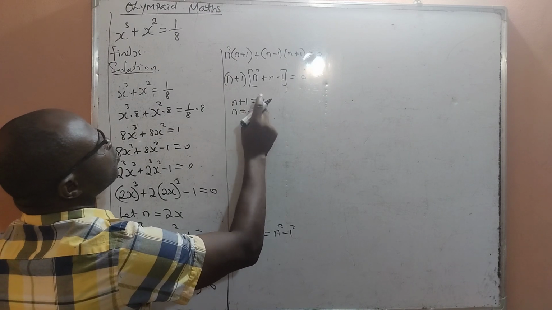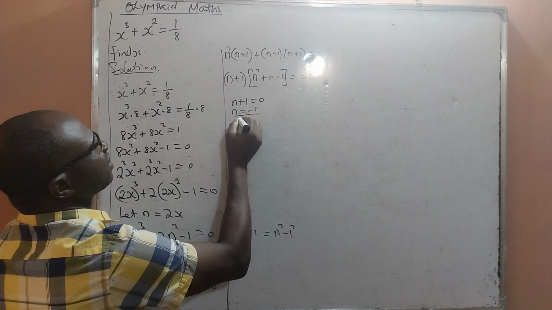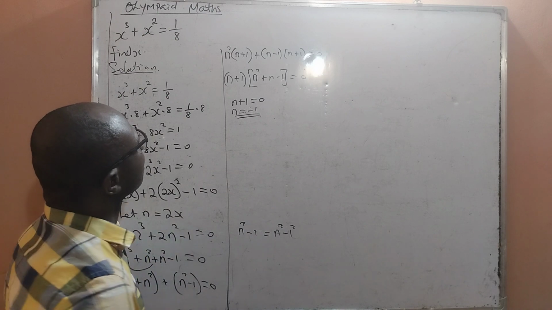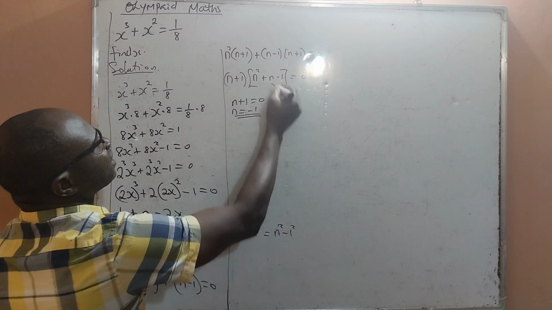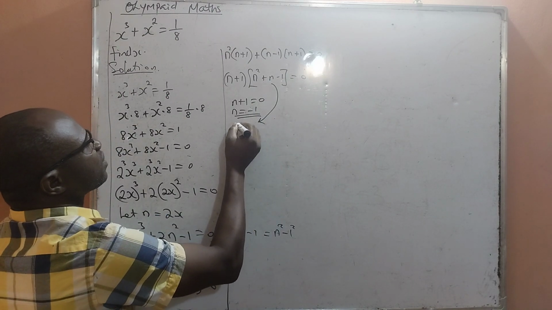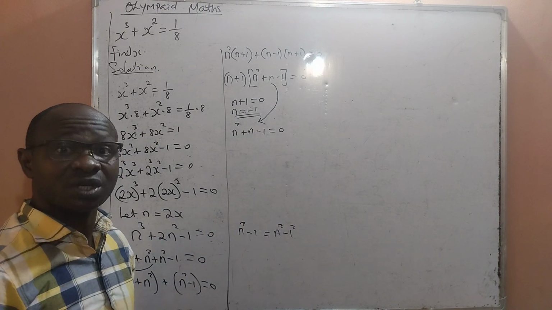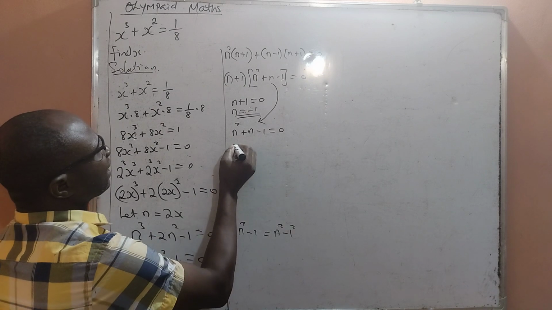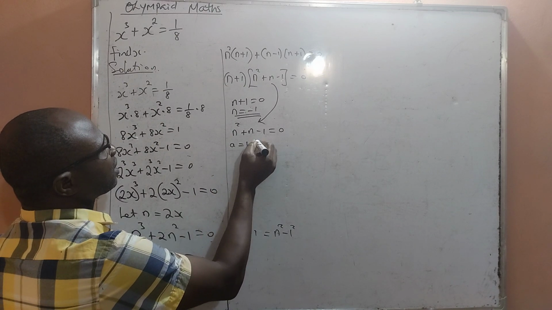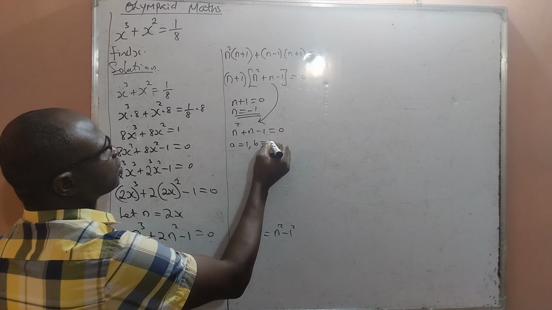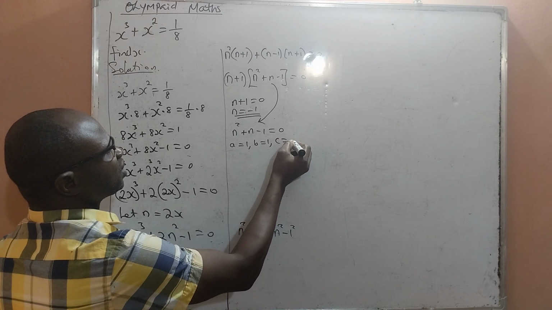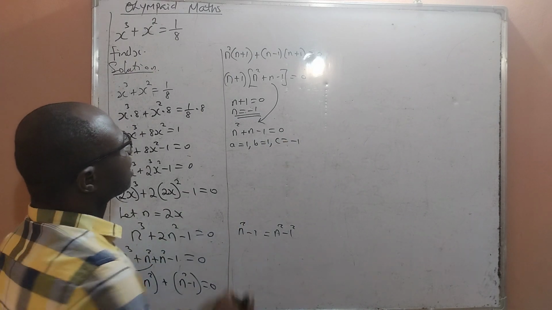Sorry, n plus 1 is equal to 0, so meaning that n is equal to minus 1. Good. And from this part, I can write n squared plus n minus 1 is equal to 0. Using the quadratic formula, let a be equal to 1, b is equal to 1, and c is equal to negative 1.